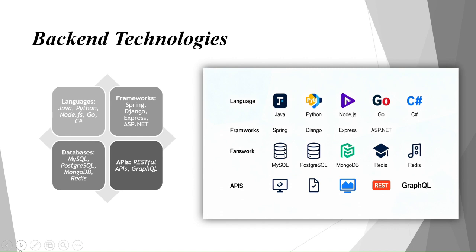So there are two main types of databases, which are SQL databases and NoSQL databases. SQL databases like MySQL, PostgreSQL, which are in the form of organized tables, right? And NoSQL databases like MongoDB.